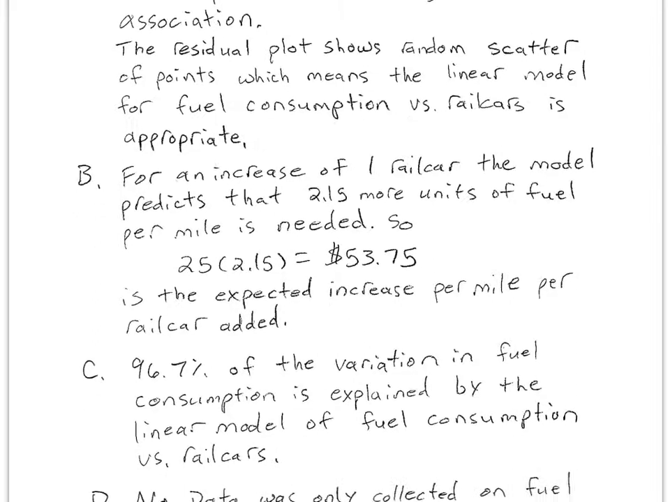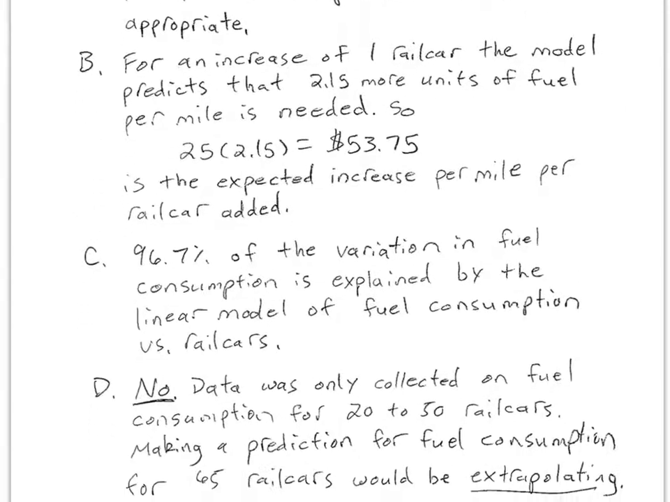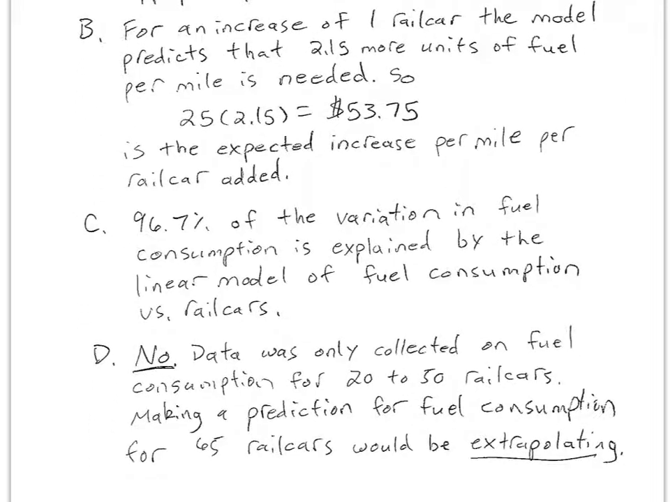For part B, it asks for a point estimate. That's just a very fancy way of saying just give a numerical, a single number, an estimate here. So if I increase my rail cars by 1, how much money is that going to cost me? Well, think about the slope. The slope is 2.15, and the units on that would be units of fuel per mile per rail car.